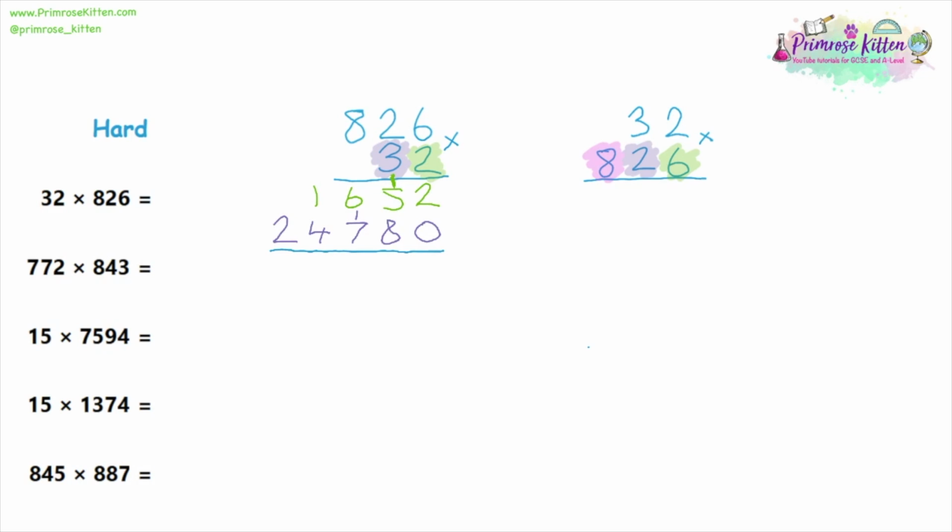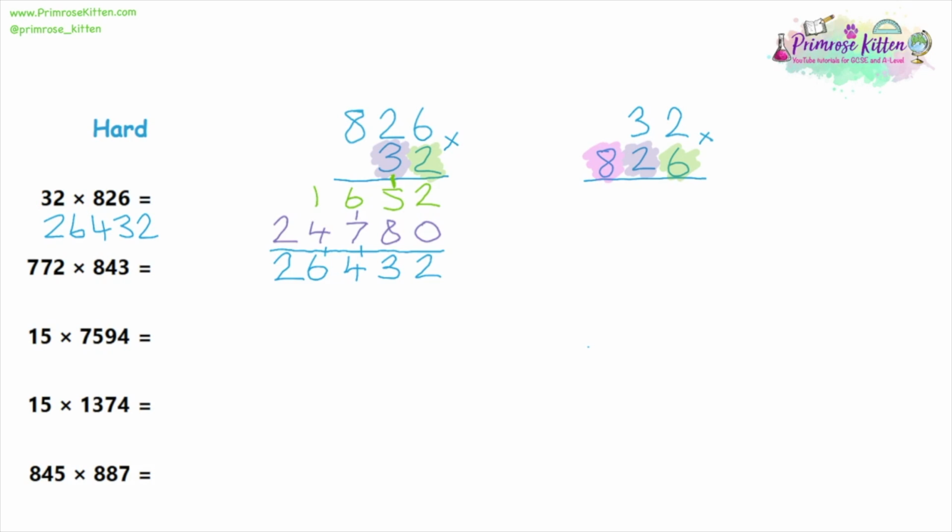So 2 plus 0 is 2, 5 plus 8 is 13, carry the 1, 6 plus 7 is 13, plus the 1 we carried is 14, carry the 1, 1 plus 4 is 5, plus the 1 we carried is 6, and then nothing plus 2 is 2. Our final answer is 26,432.